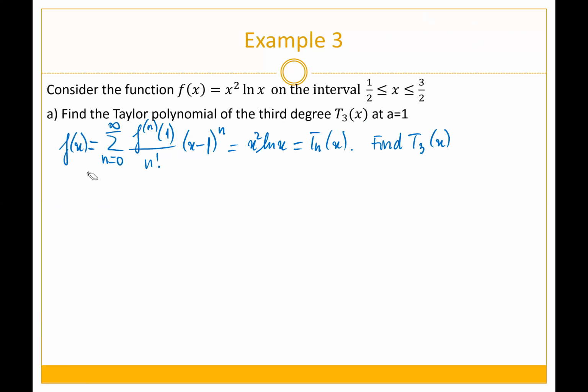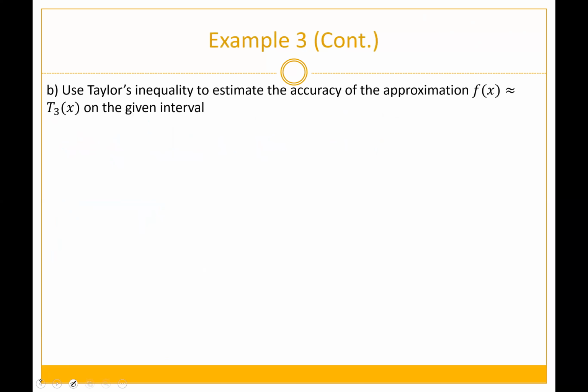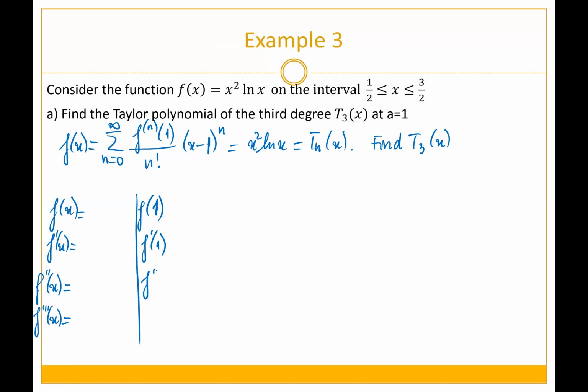So you need f of 1, f prime of 1, and so on. So you have f prime of x, f double prime of x, f triple prime of x. And then you have f prime of 1, f double prime of 1, and f triple prime of 1. Now, f of x is x squared ln of x, so when you put in 1, it's going to be 0, because ln of 1 is 0.